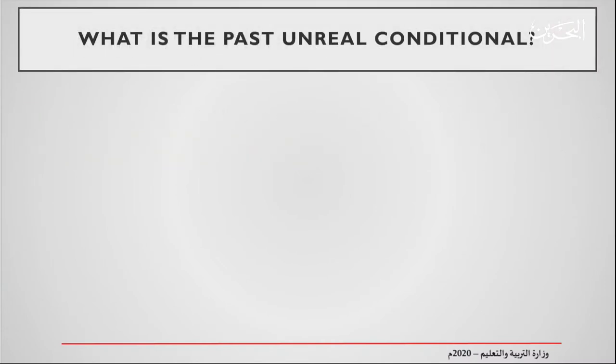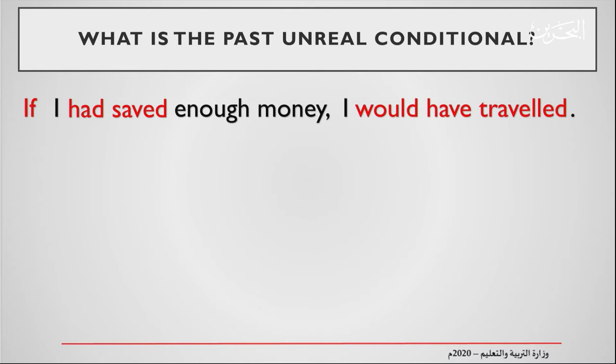So, let me ask you the question. What is the past unreal conditional? Let me explain that by showing you an example. I, gap, enough money, comma, I, gap, full stop. You have a gap in here. So, let me introduce the past unreal conditional. I say, if I had saved enough money, comma, I would have traveled, full stop.